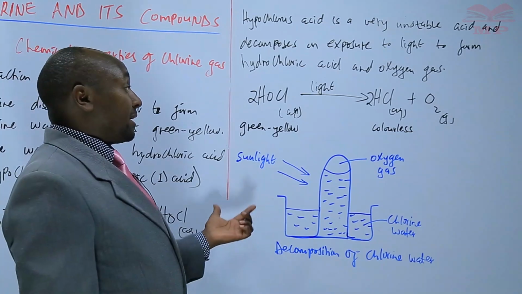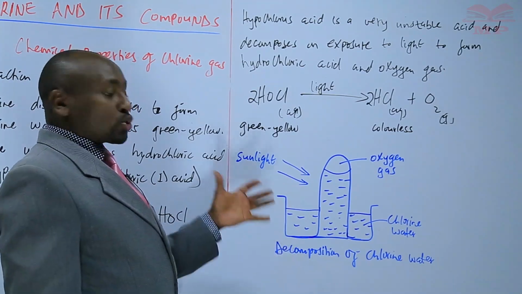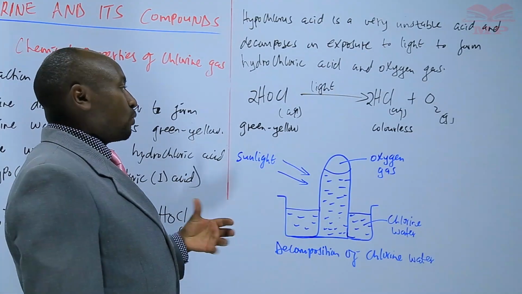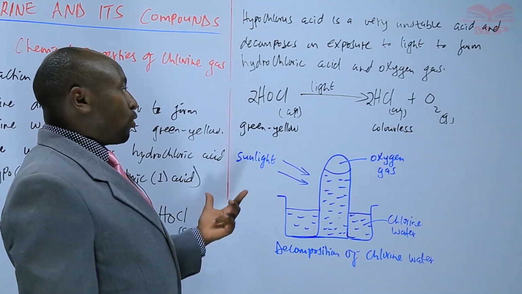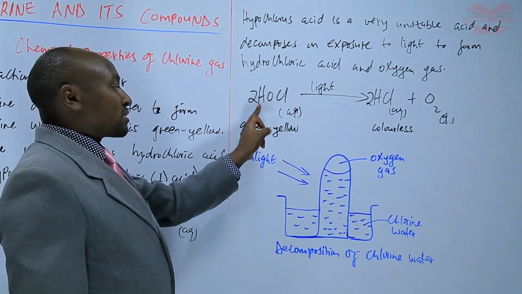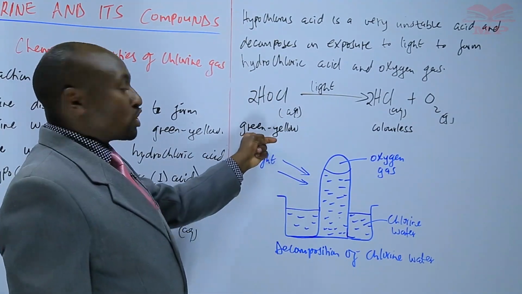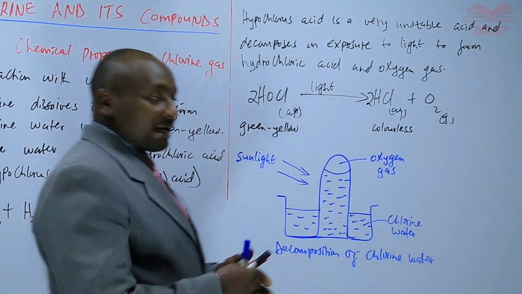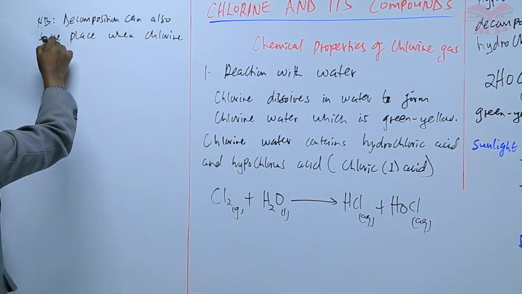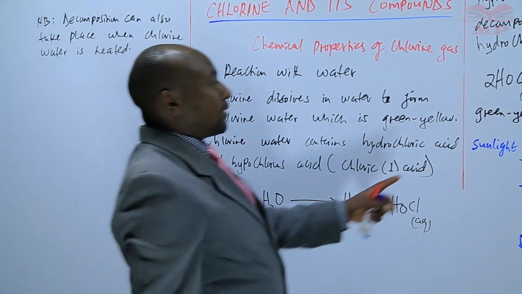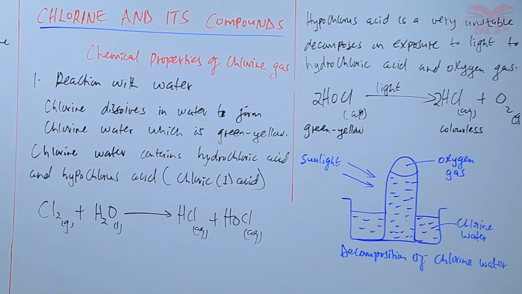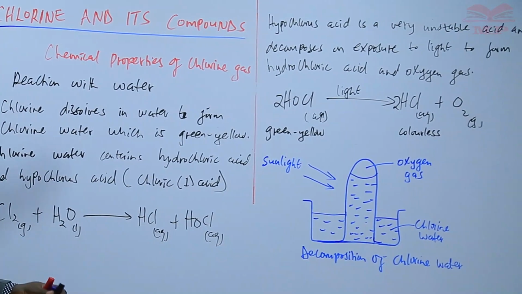The same decomposition would happen if chlorine water was heated. If chlorine water was heated, the same decomposition would take place and an oxygen atom would be lost, making the color change from green-yellow to colorless. A similar decomposition can also take place when chlorine water is heated.